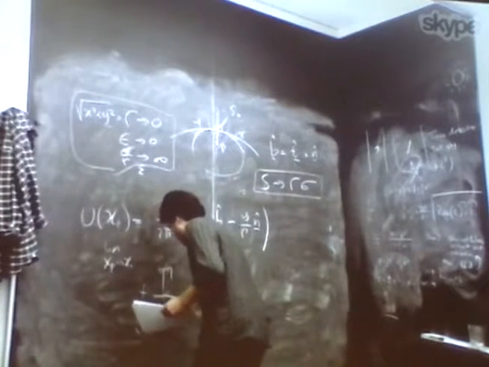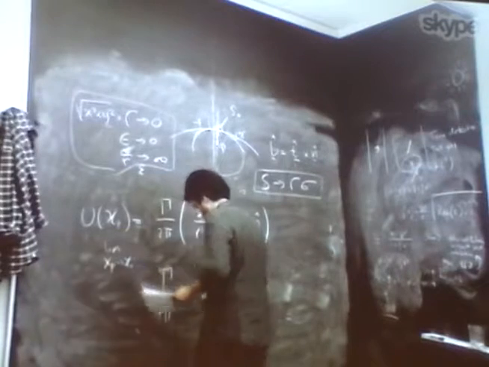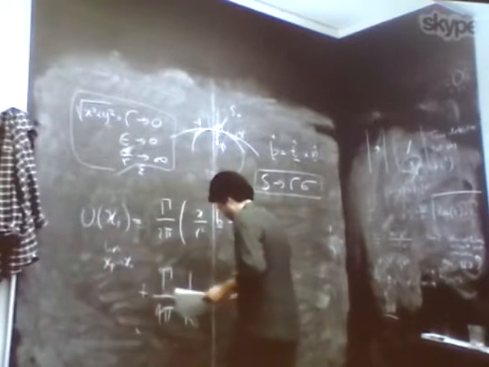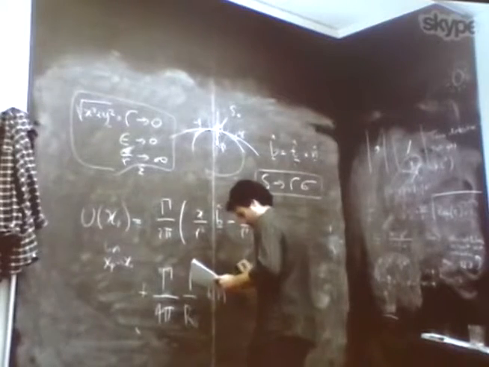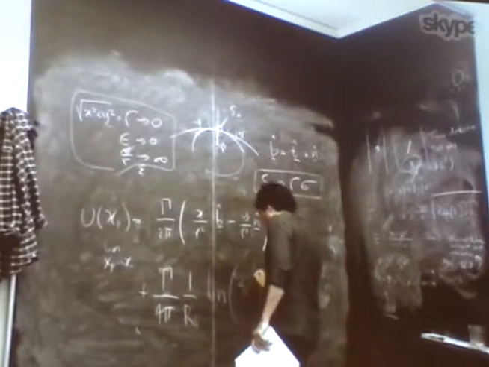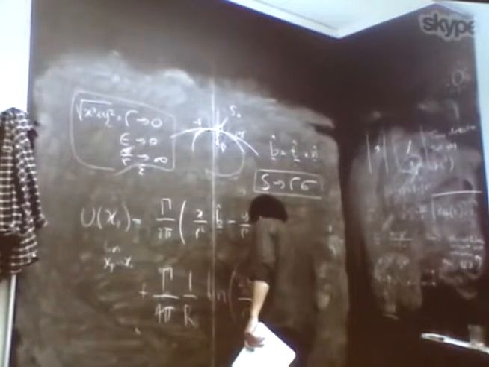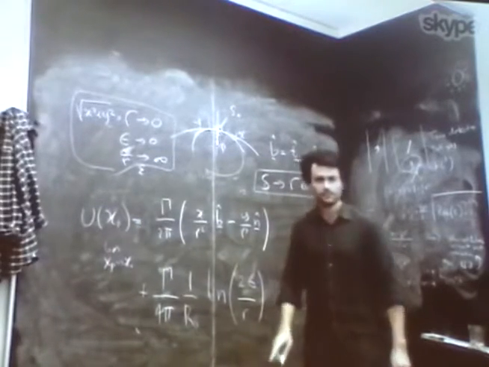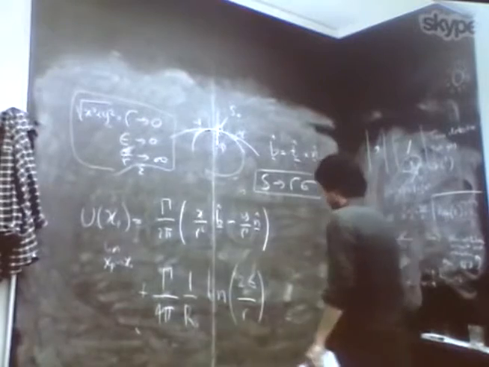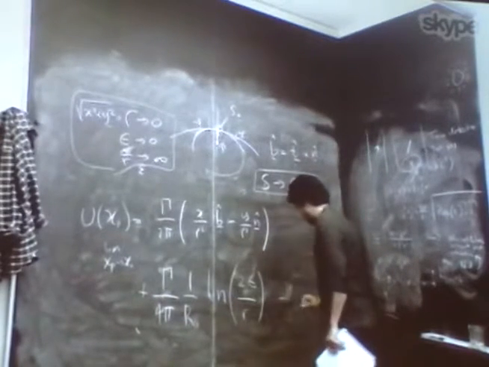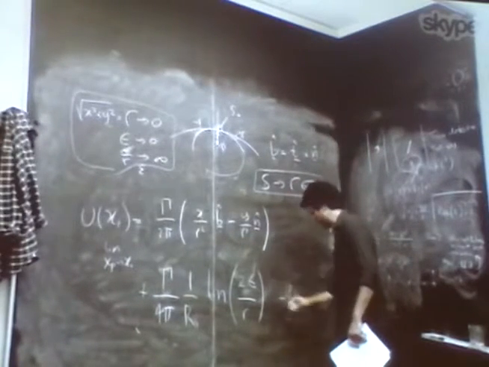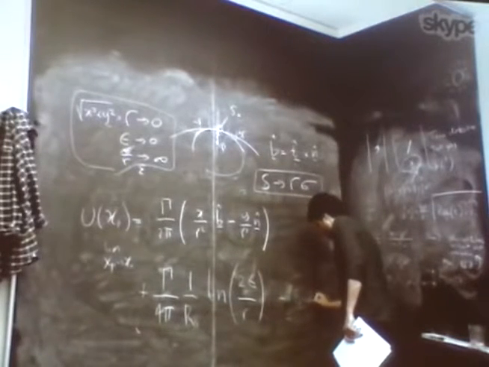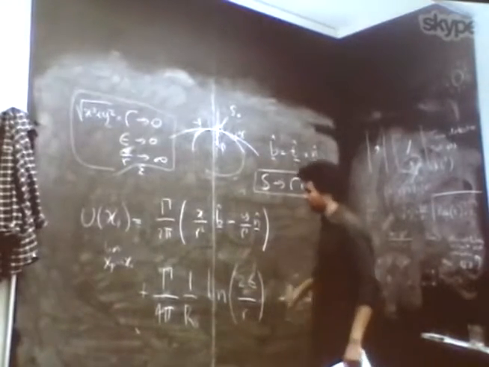gamma over 4 pi times 1 over half 0 log 1 2 epsilon over r. This was our second term. Okay. And plus, I'm going to say other terms which are bounded. Both these terms diverge as r equals 0. We don't have to worry about it.